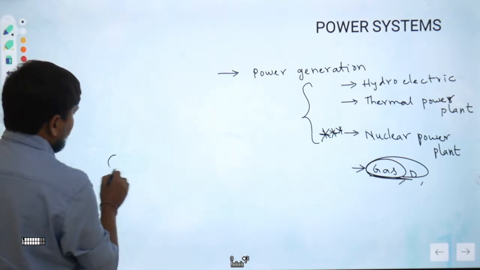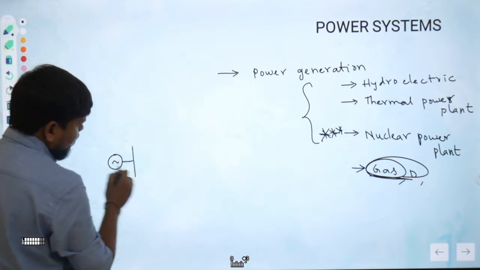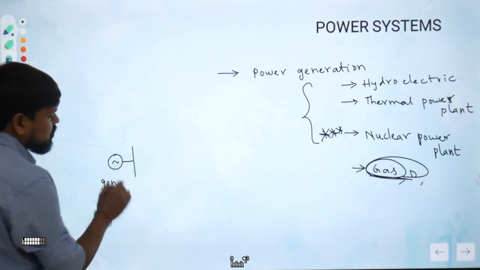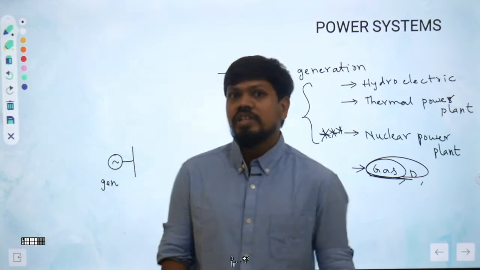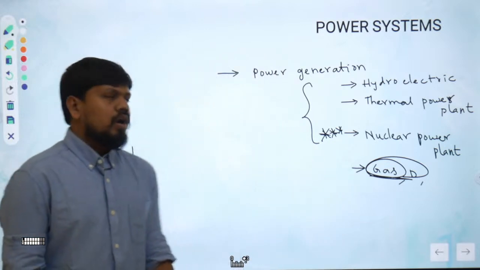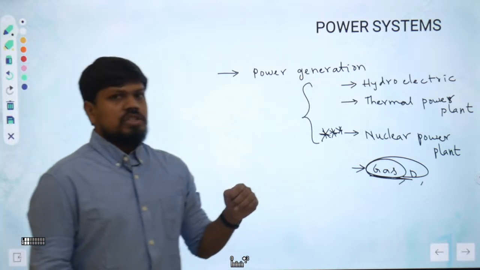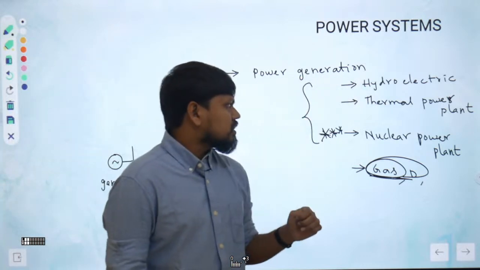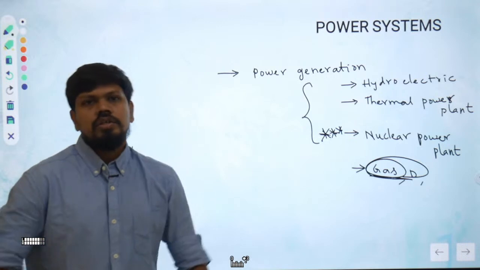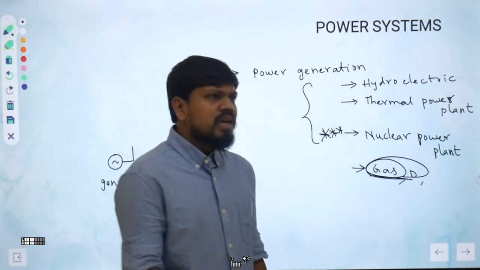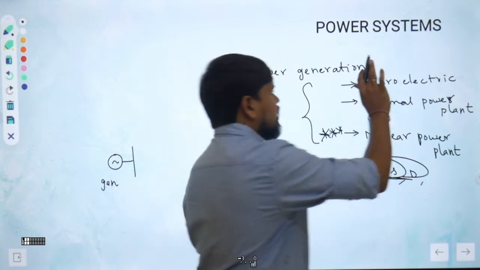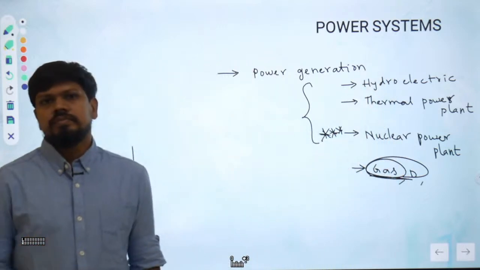Let me take this one as a generating station where some generator is there. So what is the generating voltage in India? We have hydroelectric power stations, thermal power stations, and nuclear power stations. These are the major types of power stations. And in India, the major ones are hydroelectric and thermal power plants.